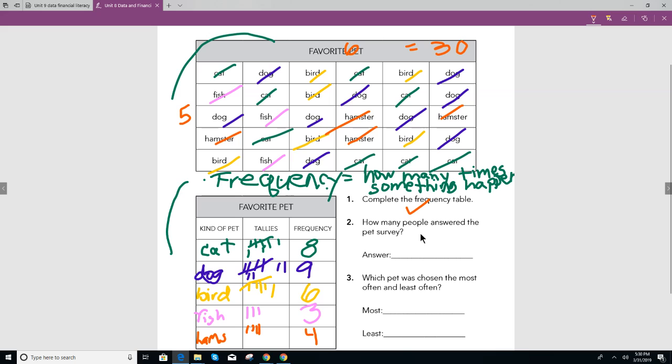Check. How many people answered the pet survey? Well, that's where this comes from. How many people answered the survey? 30. Yes, 30 people answered the survey. Which pet was chosen the most? That means it has the most frequency. And if it's not asking for a number, it is asking for a pet. So which pet was chosen the most? Dogs, yes. And which pet was chosen the least? Fish, yes. So this is how a frequency table works.